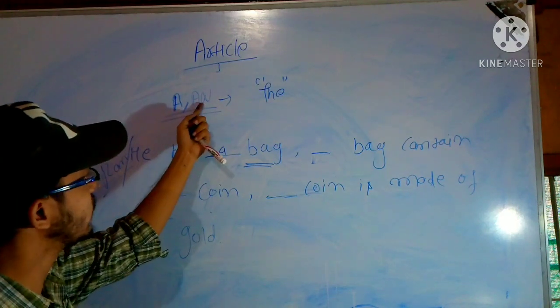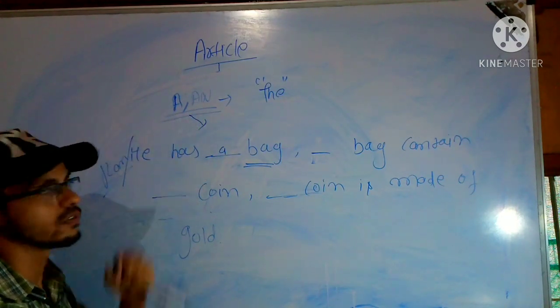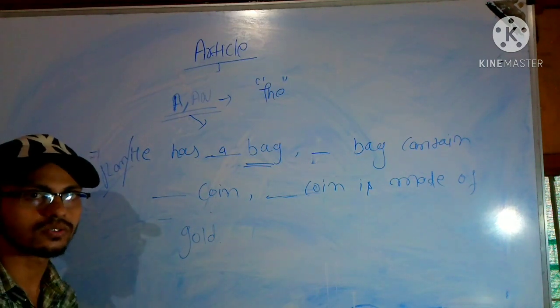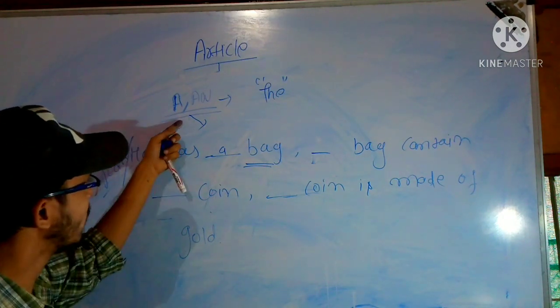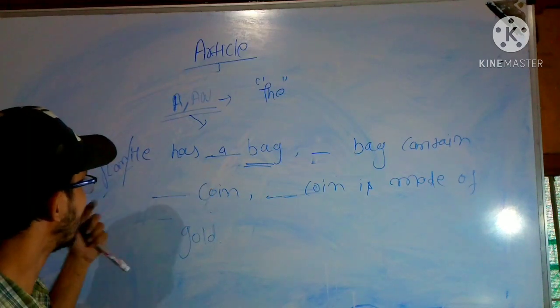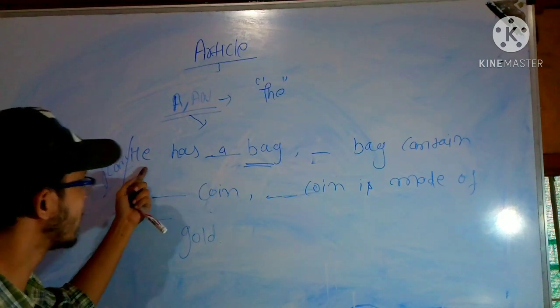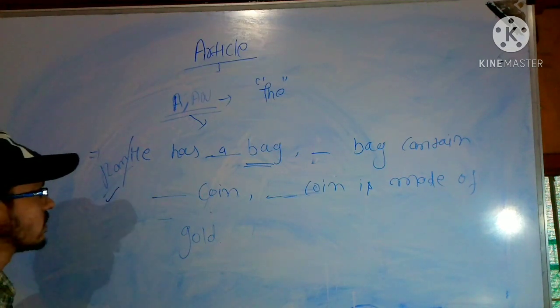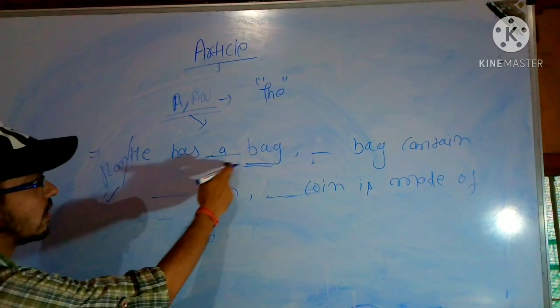AN is used before a vowel sound and A is used before a consonant sound. After this, I'll tell you what vowel sounds and consonant sounds are. Here we can use Ram or he as the subject. So, taking the subject first: Ram has a bag.